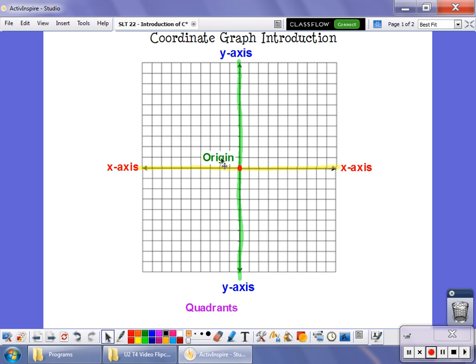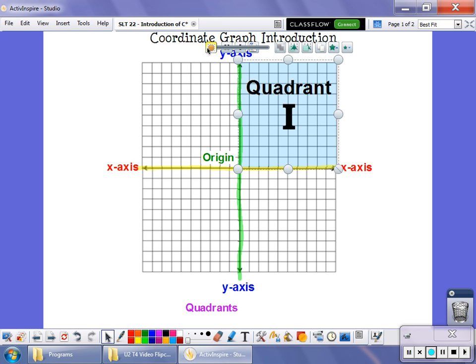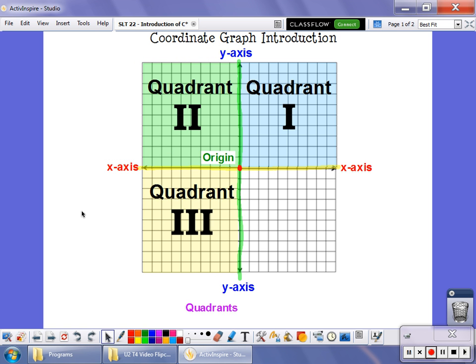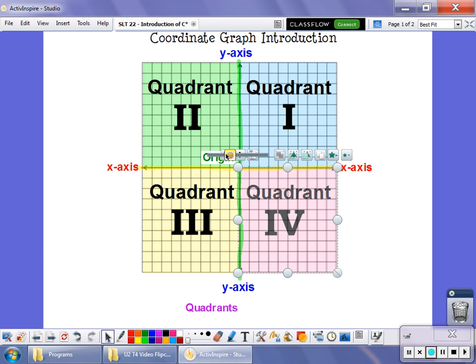Okay? Now when these two number lines intersect, it creates 4 sections in our graph, or 4 quadrants. And the quadrants are numbered 1 through 4, starting in this quadrant right here. This is quadrant 1. Then they're going counterclockwise, so this would be quadrant 2. Over here we'd have quadrant 3. And finally, we have quadrant 4.